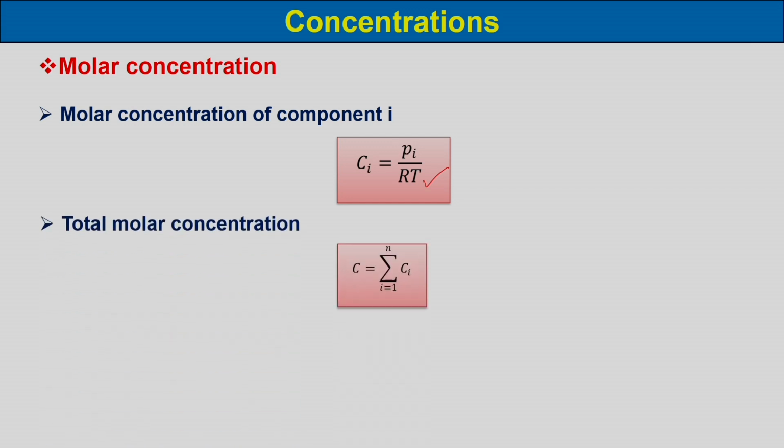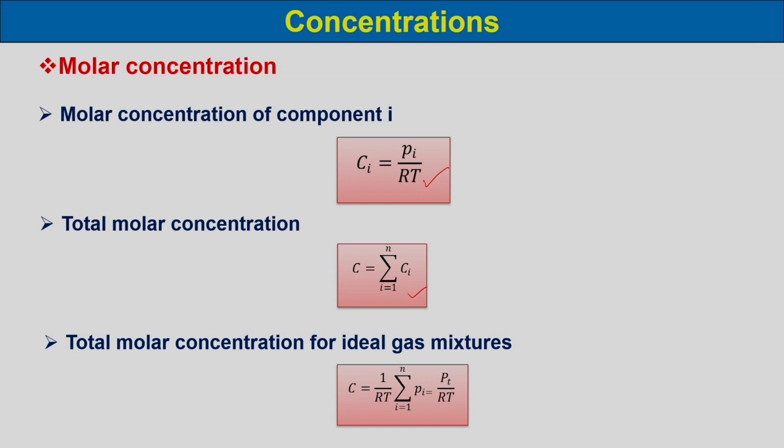Total molar concentration can be calculated using this equation: C is equal to summation over i equals 1 to n of C i. If we consider an ideal gas mixture, we can represent C is equal to 1 by R T summation over i equals 1 to n of P i, which is equal to P T divided by R T. So, we can calculate using this relation.